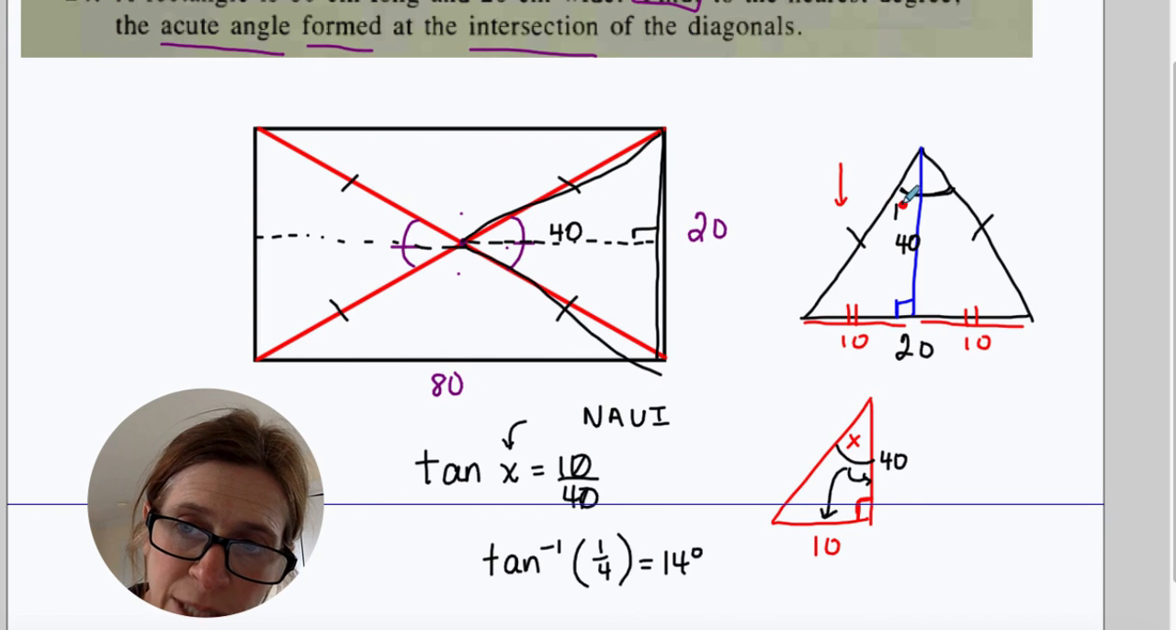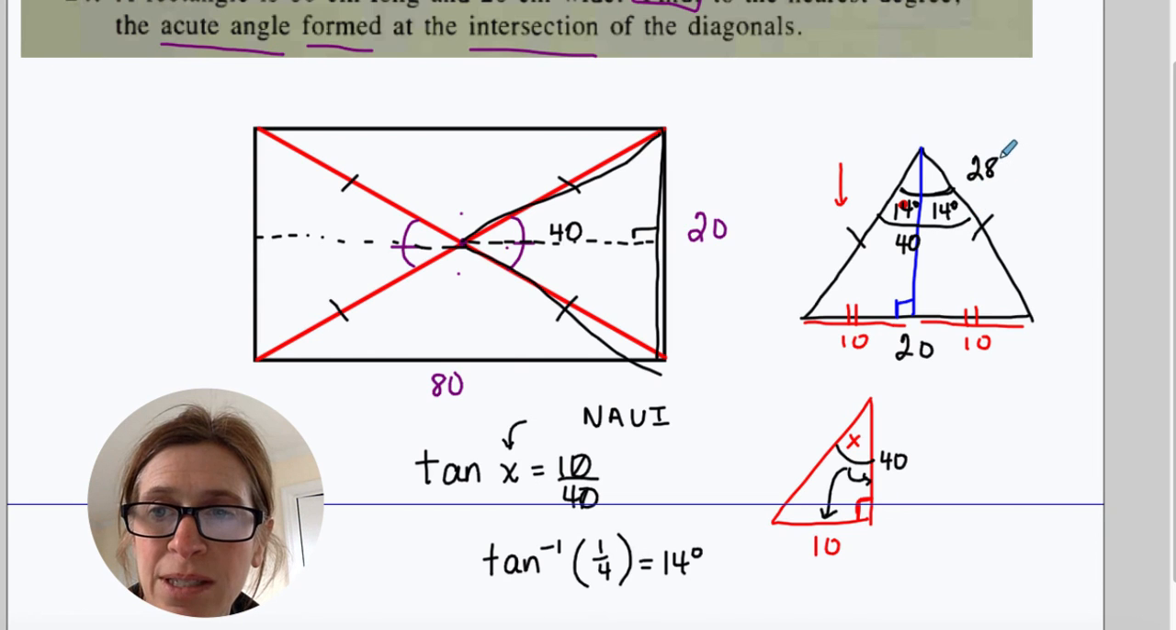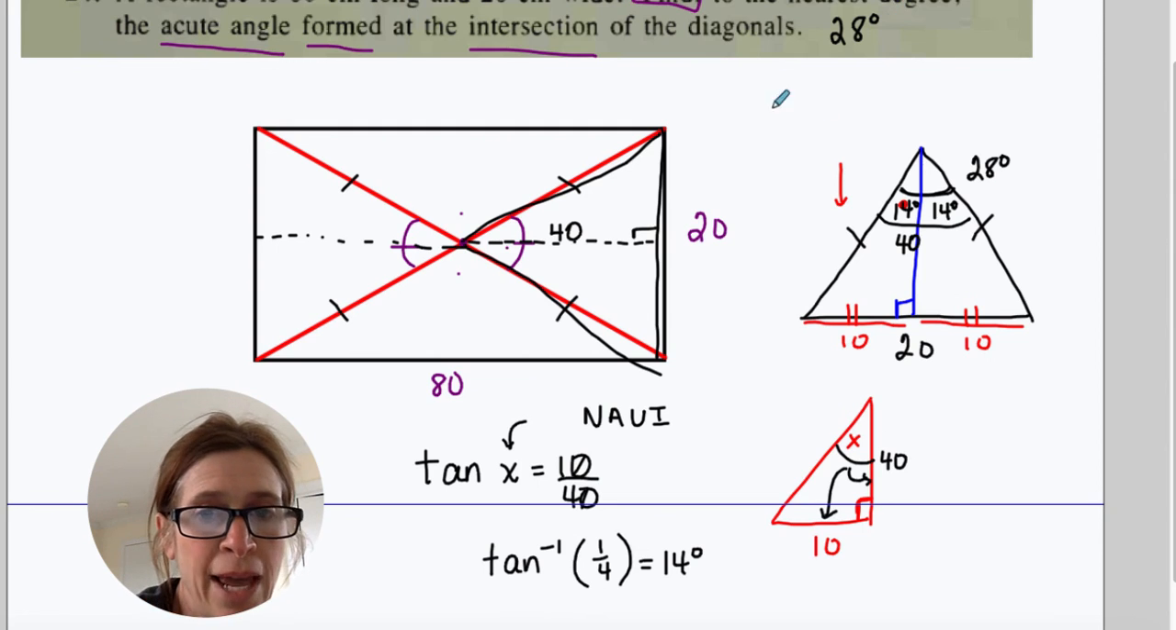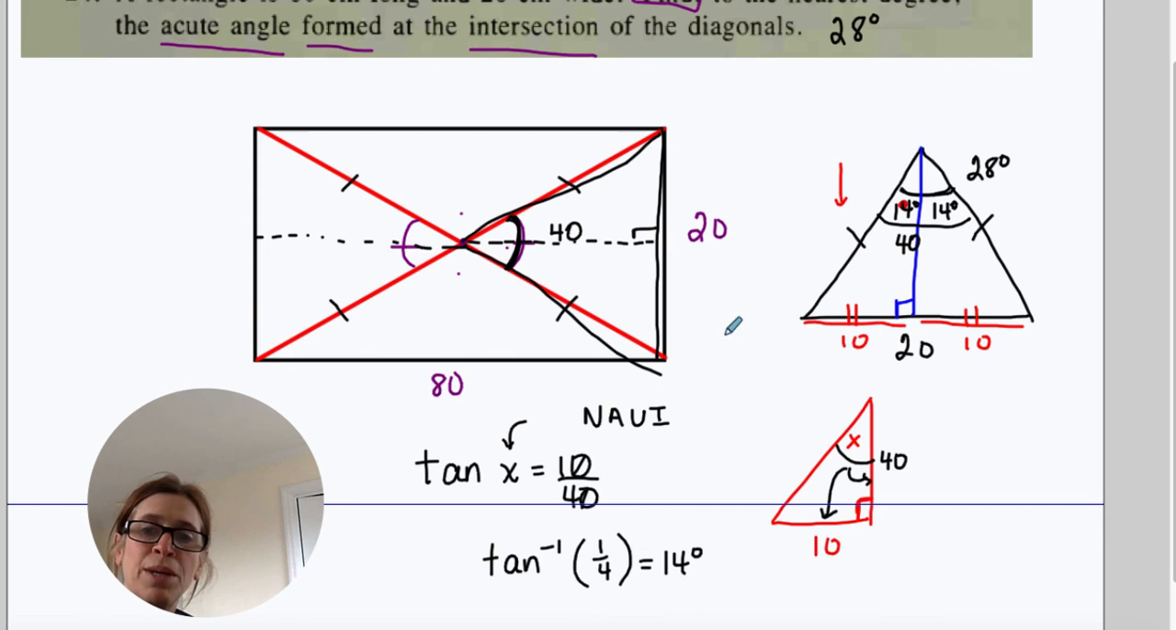So if this is 14 degrees, well, then this would be 14 degrees. And so the whole thing would be 28 degrees. So to the nearest degree, the acute angle formed at the intersection of the diagonals would be 28 degrees.